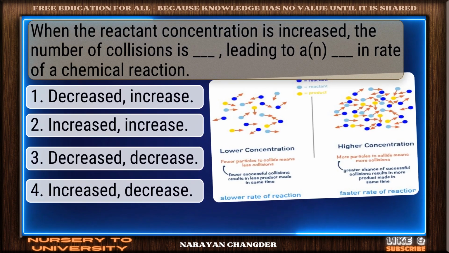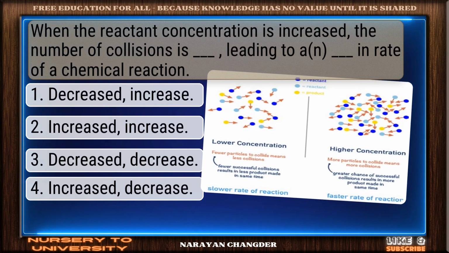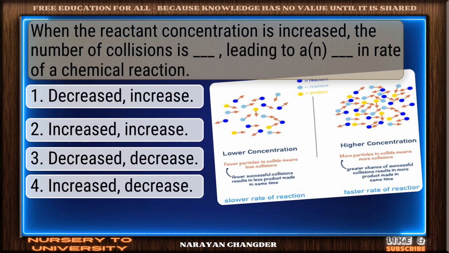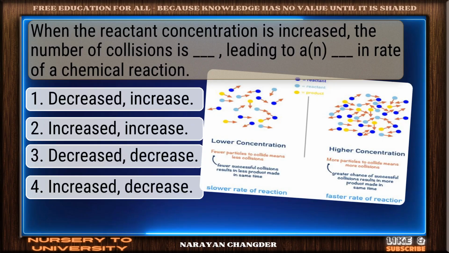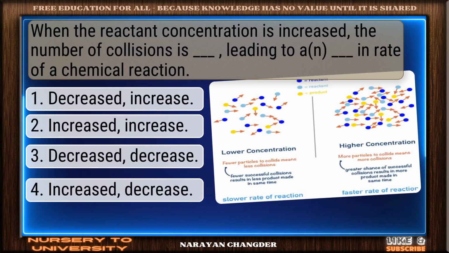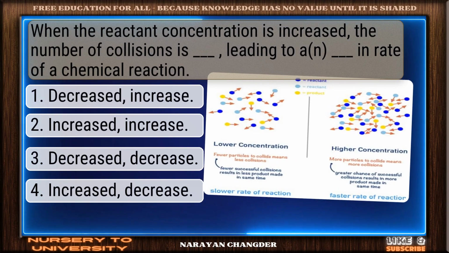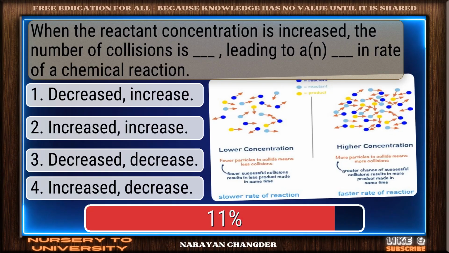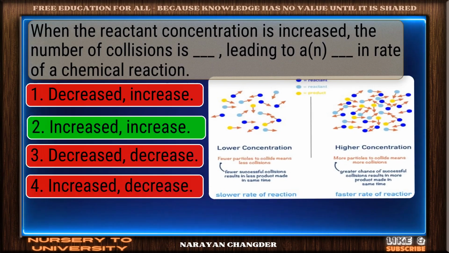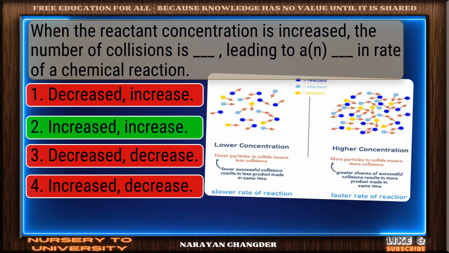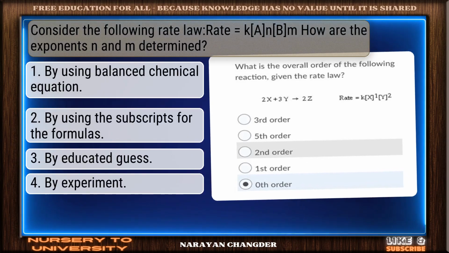When the reactant concentration is increased, the number of collisions is dash, leading to a dash in rate of a chemical reaction. Option 1, decreased, increase. Option 2, increased, increase. Option 3, decreased, decrease. Option 4, increased, decrease. Exactly, increased, increase.